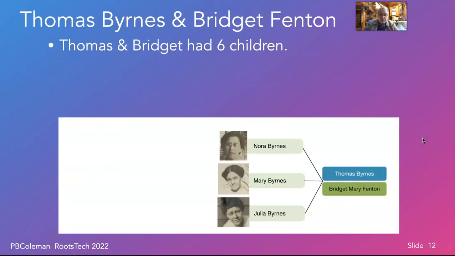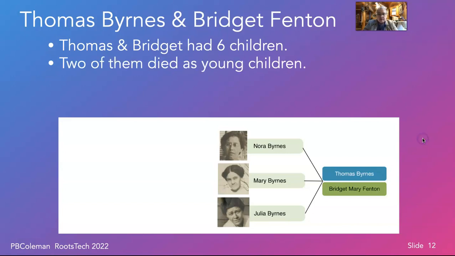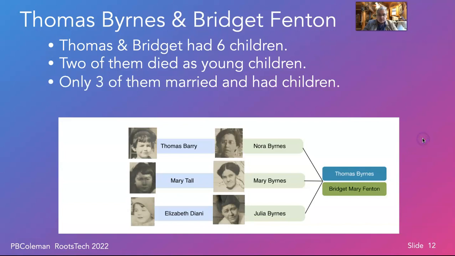So Thomas and Bridget had 6 children. 2 of them died as young children. One grew to be an adult but never married. And so there were 3 sisters, and I have pictures of them shown here, pictures from about 1920, that married and had children. So here are their children.